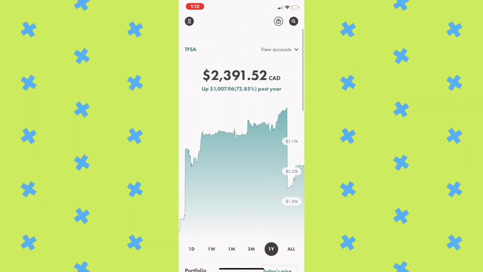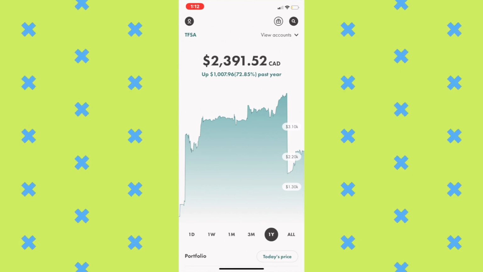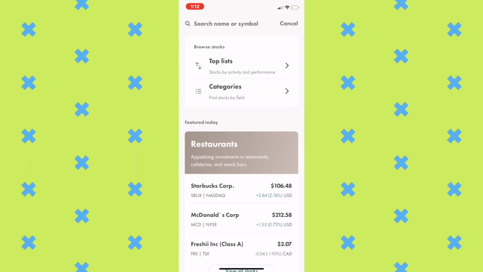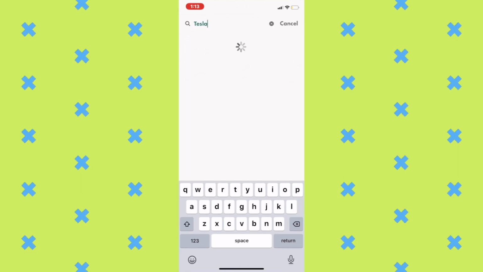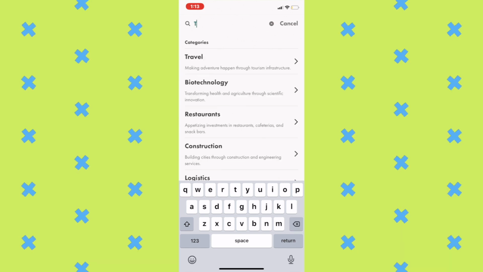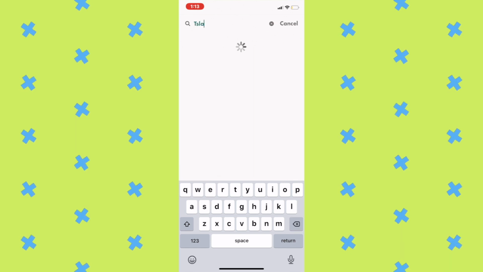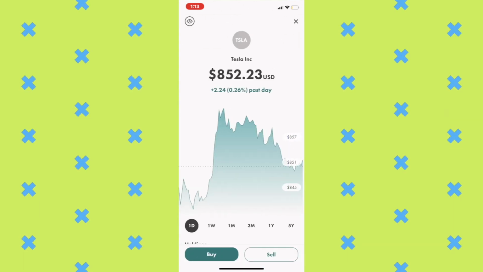So now let's go over how to buy a stock. So to buy a stock, all you have to do is click on this magnifying icon on the top right. And now there's three ways you can find stocks. You can either search for them with their name or their symbol. If you're looking for Tesla, just type in Tesla and it'll pop up, or you can type in the stock name, Tesla, like that, and click on it, and then you can buy the stock. As you can see, there's buy and sell because I do own the stock, so I can sell it as well. But normally, if you don't own the stock, you'll just see the green buy button.